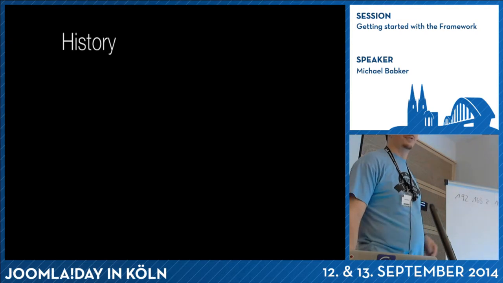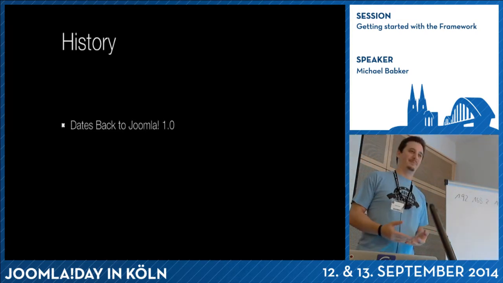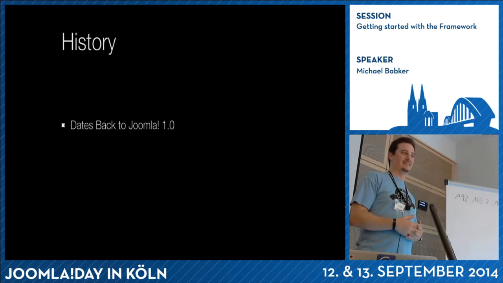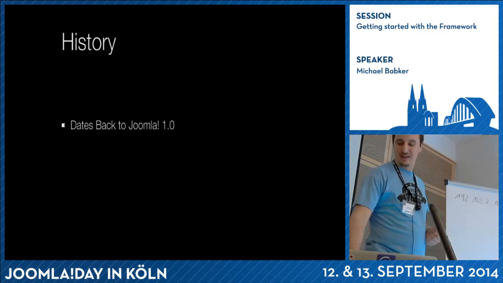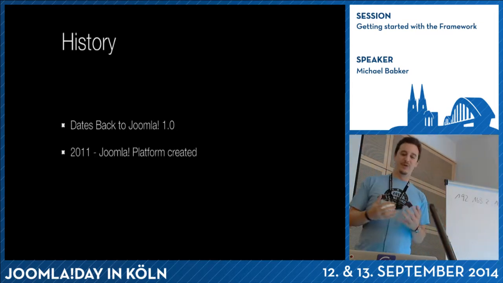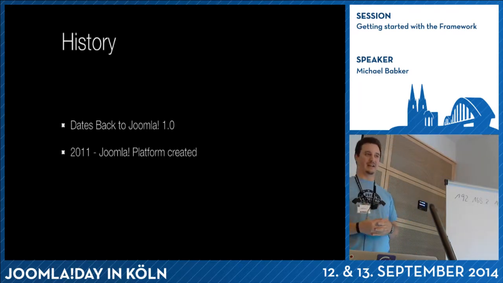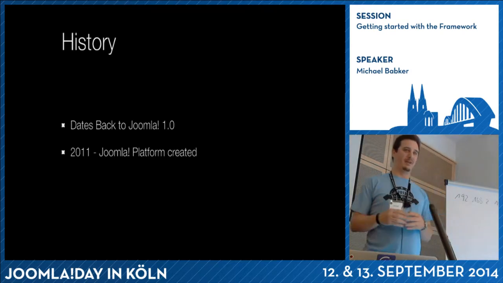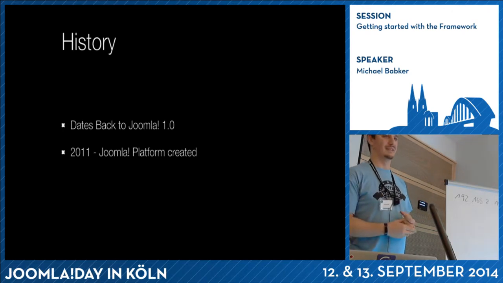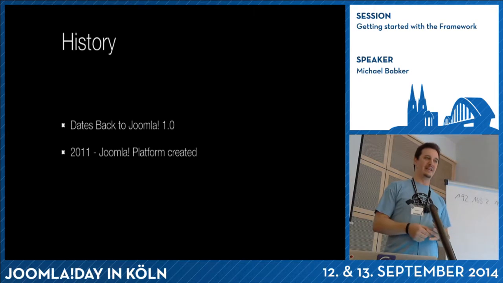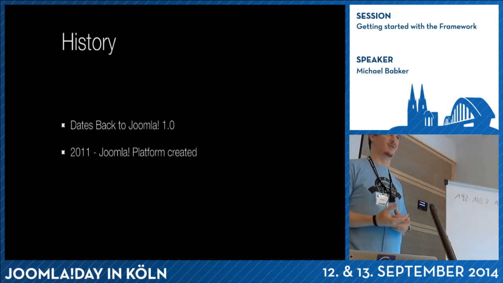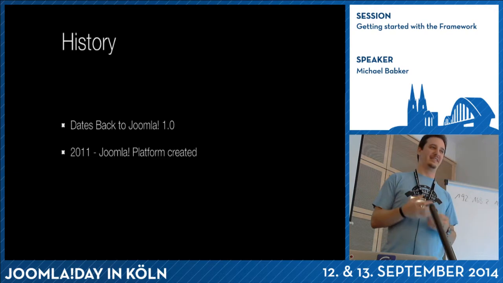So, a brief history about the framework code. The code base actually dates back to Joomla 1.0. This is not brand new code for the most part, although there has been some stuff added to the framework that's relatively new. But it does trace history back with the entire Joomla project. In 2011, the first real effort to split out the underlying platform code was started with the Joomla platform. And that was basically a straight-up duplicate of the libraries folder in the CMS with a little bit of tweaking and a little bit of new code coming in for those first few months. But it was still largely coupled to the CMS way of thinking, the CMS way of developing.